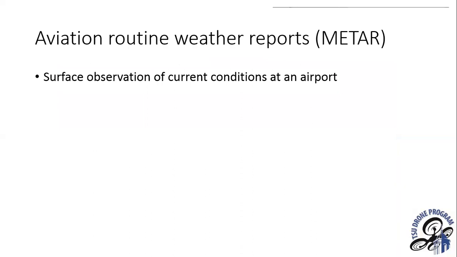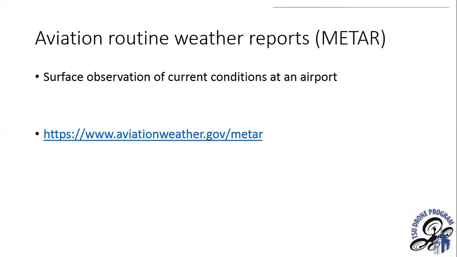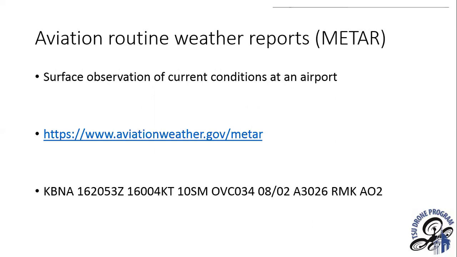Now, there are some different reports that airports and pilots use to identify different types of conditions. The METAR is what's used to identify the current conditions at an airport. There's a website where you can find the METAR for different airports, and it looks something like this. It's kind of a code that has to be decoded to figure out what it's talking about and what it means.